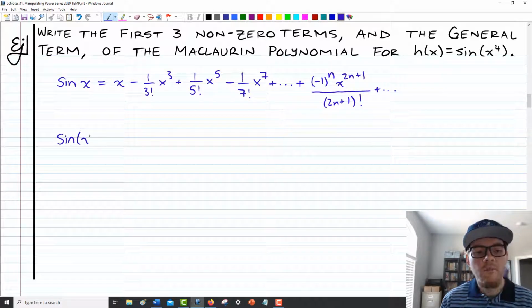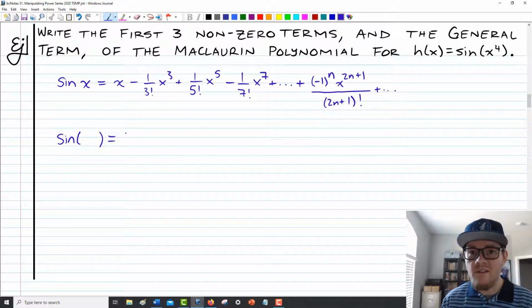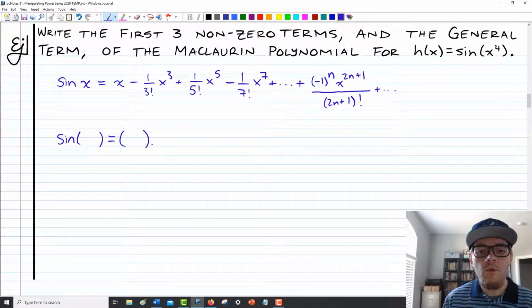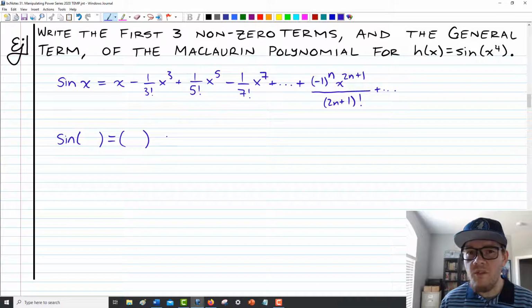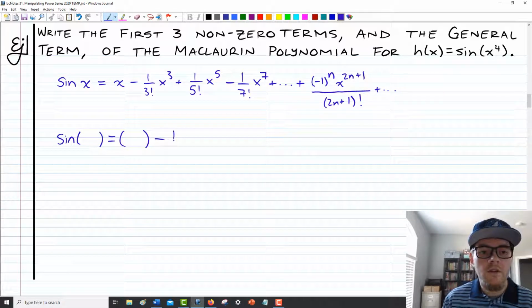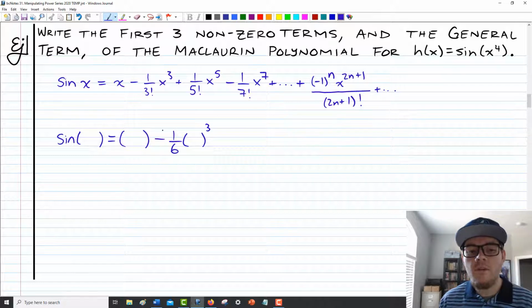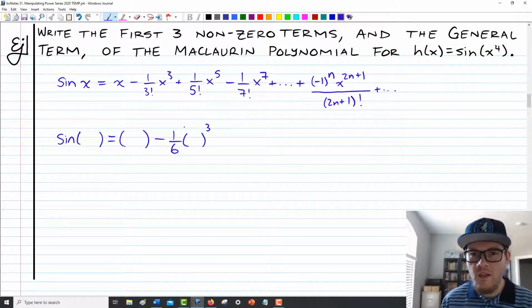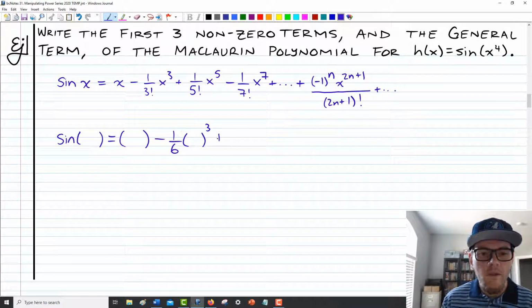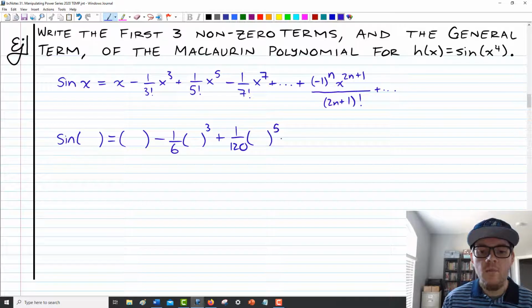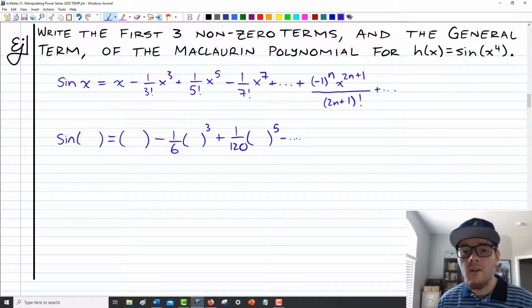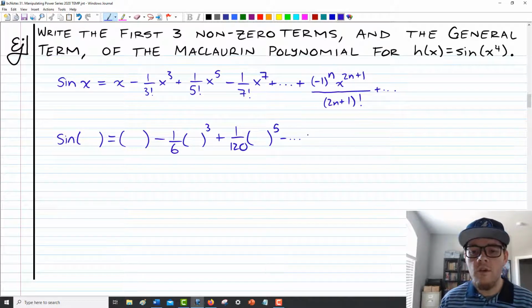x to the fourth. So what I'm going to do is kind of open it up, and instead of having x's in here, I'm going to make room to put in whatever we're substituting. So this will be x minus 1 over 6 x to the third. By the way, I'm just not going to write 3 factorial. I just like writing the number myself. Then plus 1 over 5 factorial, that's 1 over 120 x to the fifth. And then I'm not going to worry about the seventh degree because we're only looking for 3 non-zero terms.